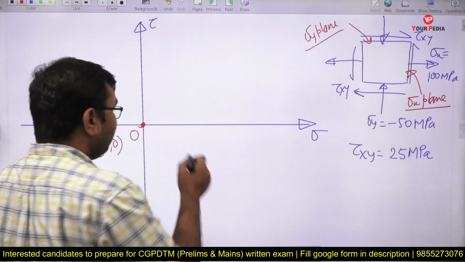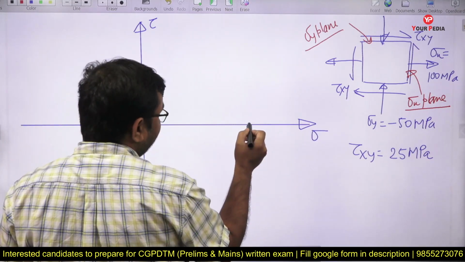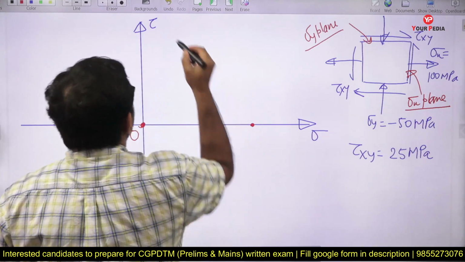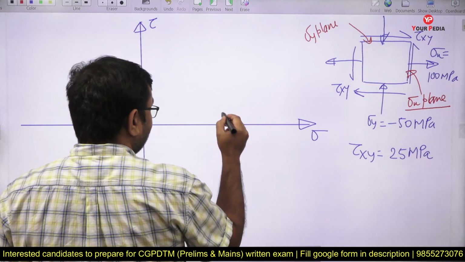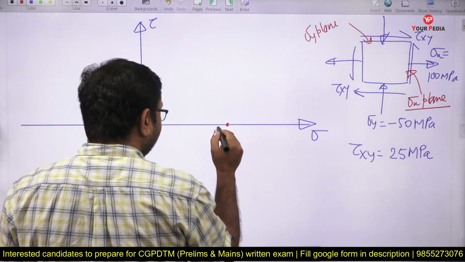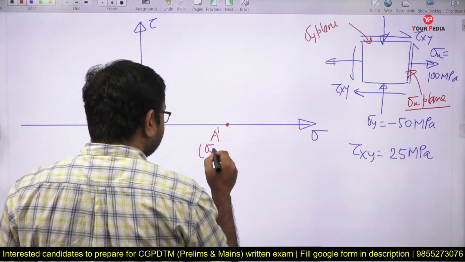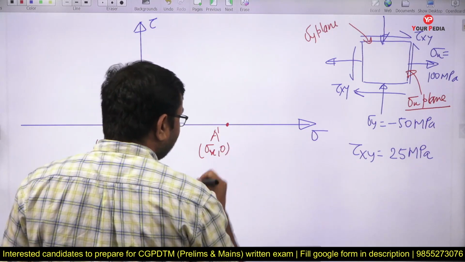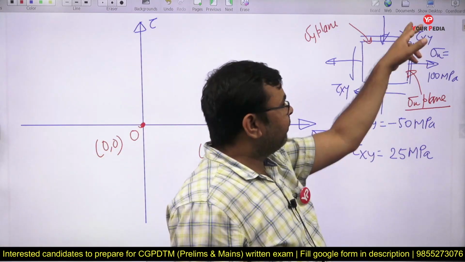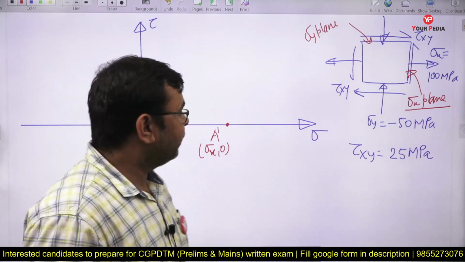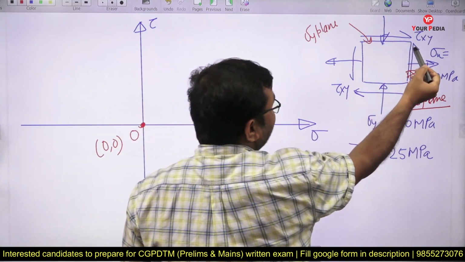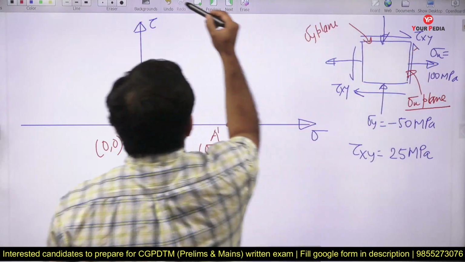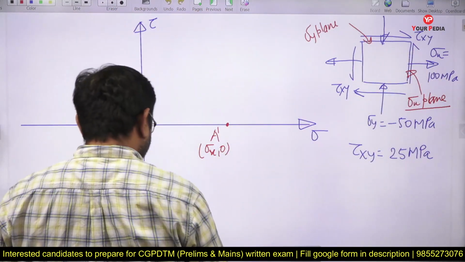Correct? So let's say 100 megapascal is represented by this point. Is that clear? At this point, can I say this is A prime and its coordinate is nothing but sigma x comma 0. But you can see in the sigma x plane, along with sigma x we have tau xy. And what about tau xy? Is this positive or negative? Obviously this will be a negative tau.